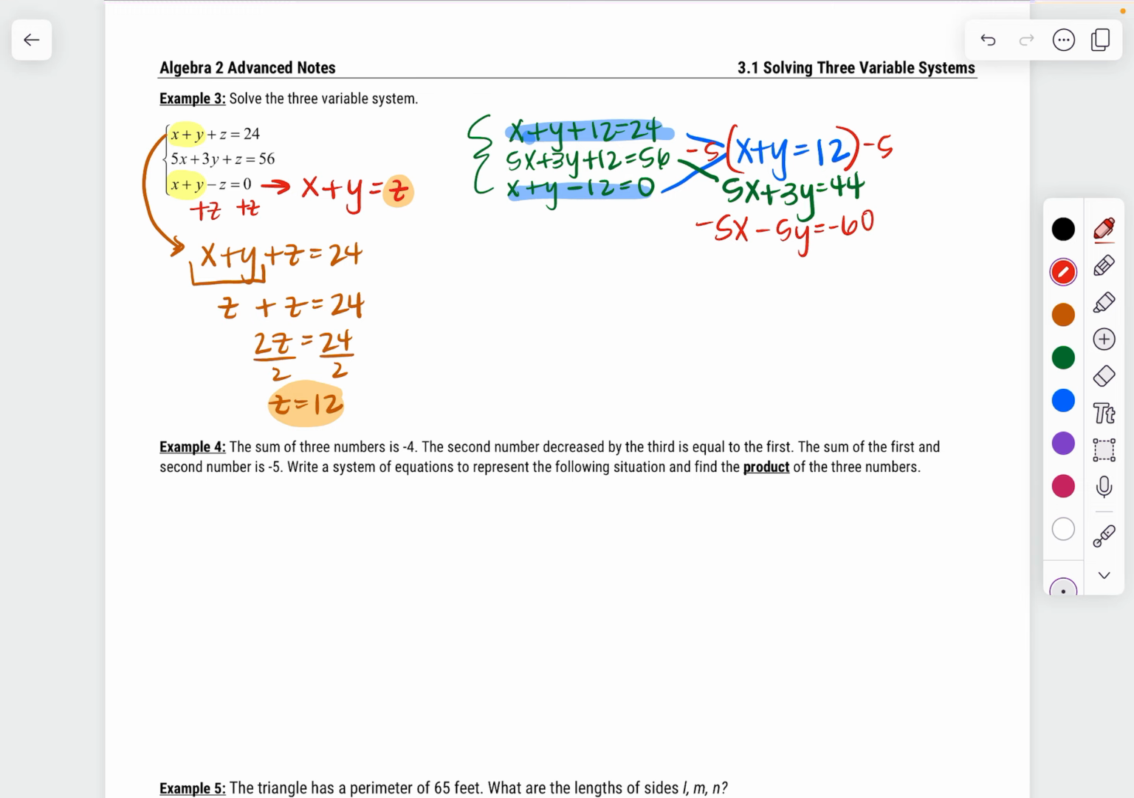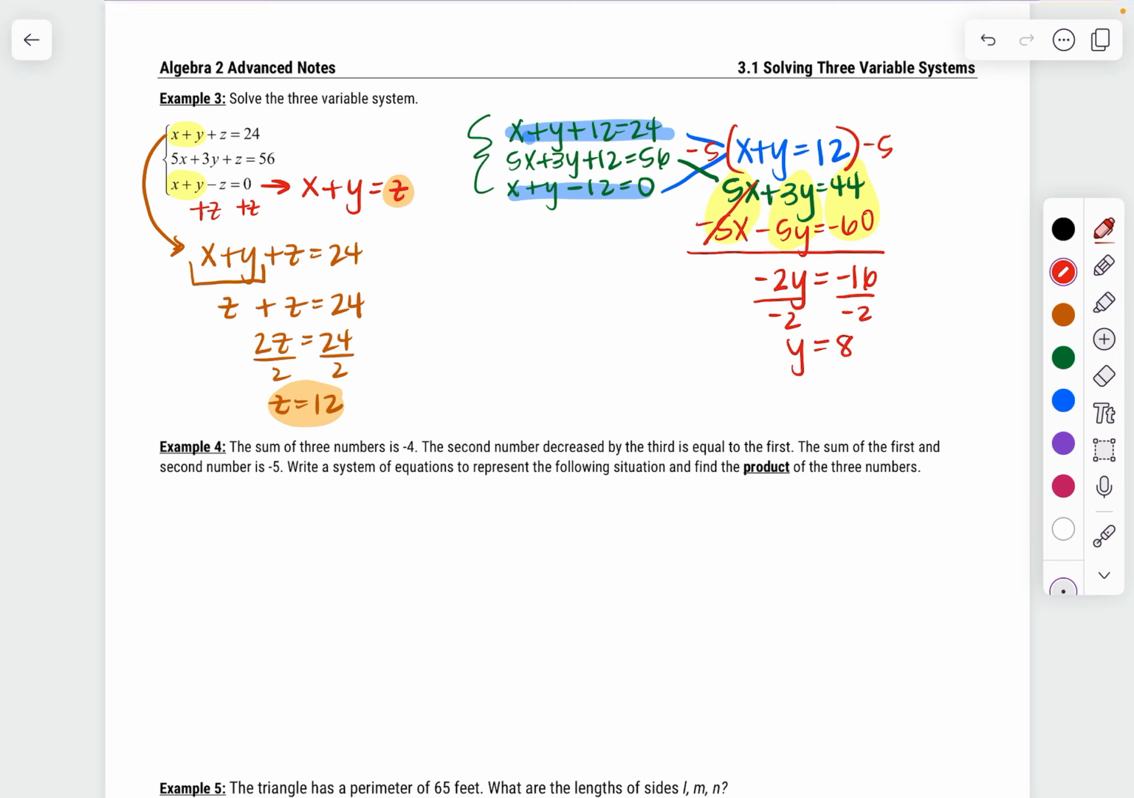And if I combine these two things together, remember, it's like you are doing a linear combination: the x's with the x's, the y's with the y's, the numbers with the numbers. I can get rid of the 5x and the negative 5x. Negative 5 plus 3 is negative 2y, and negative 60 plus 4 is negative 16. If I divide by negative 2, divide by negative 2, I'm going to get y equals positive 8.